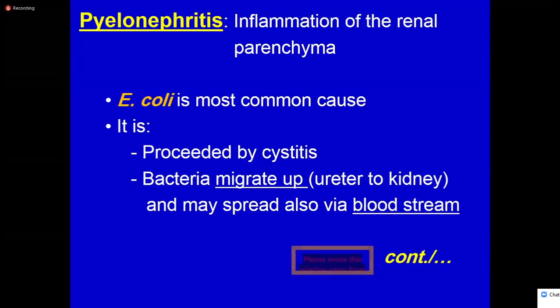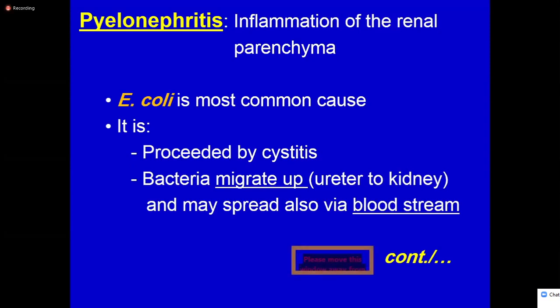Pyelonephritis, التهاب الكلية, is inflammation of the renal parenchyma. Now we are talking about the upper tract. The main cause, again, E. coli, the most common, usually preceded by cystitis. So the condition starts with cystitis and then the bacteria migrate upwards via the ureter to the kidney.